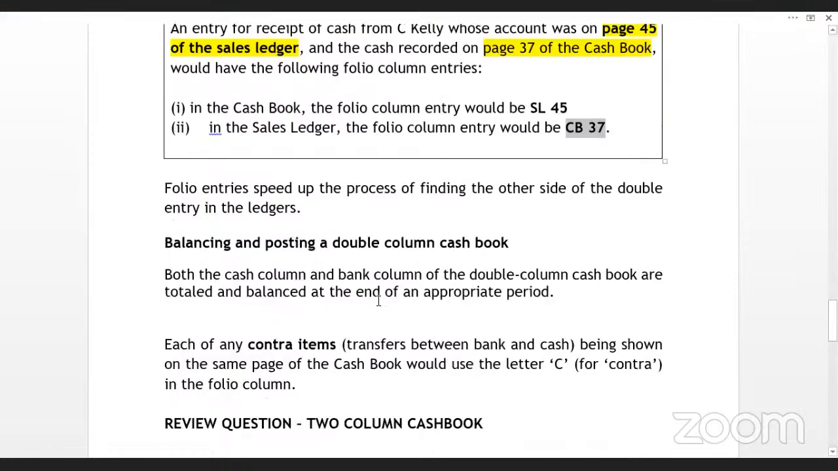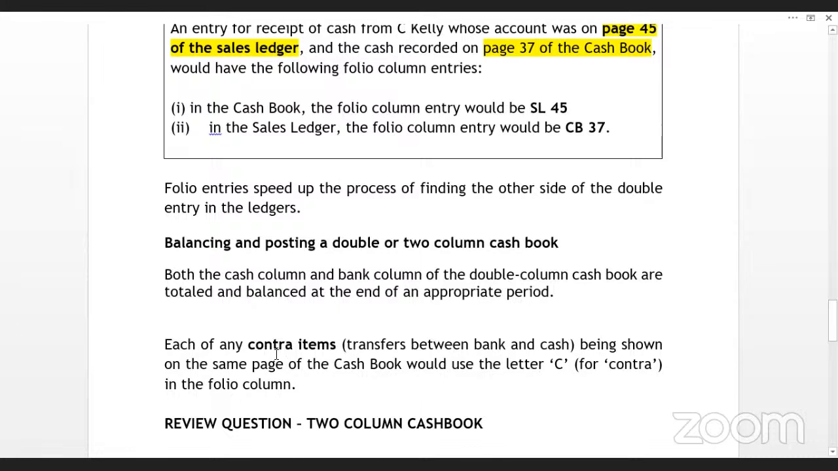Now, balancing and posting a double column cash book, or two column cash book. Remember that the cash book has to be balanced. How do we balance? Both the cash column and the bank column of the double column cash book are totaled and balanced at the end of the appropriate period. Still in this lecture, we are going to see how to total it up and then how to balance it up.